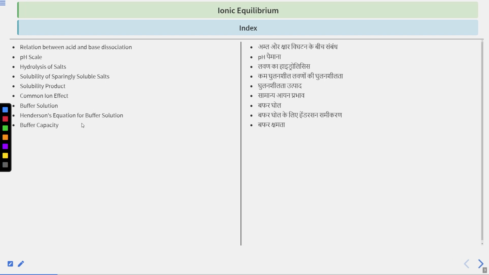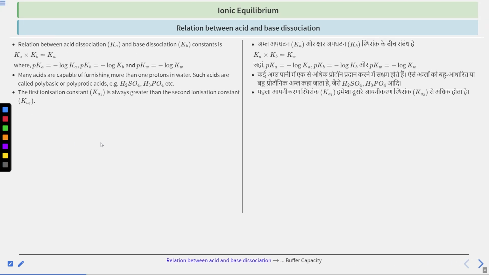This is our index slide and these are the major topics which we are going to study today in detail. First, relation between acid and base dissociation, pH scale, hydrolysis of salts, solubility of sparingly soluble salts, solubility product, common ion effect, buffer solution, Henderson's equation for buffer solution, and buffer capacity. Let's start with our first topic, relation between acid and base dissociation.